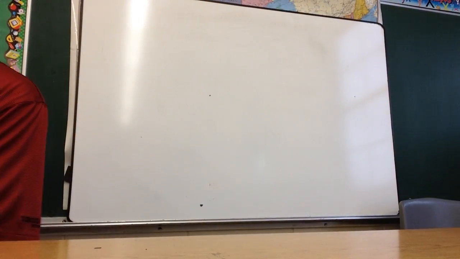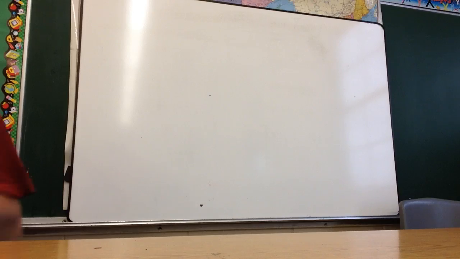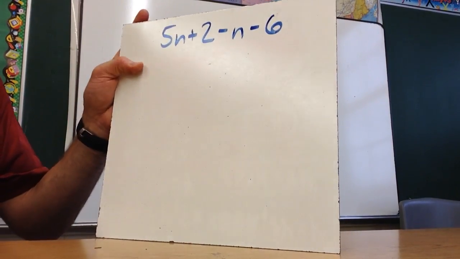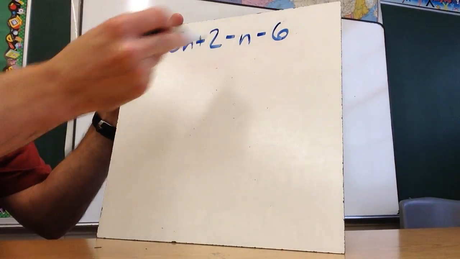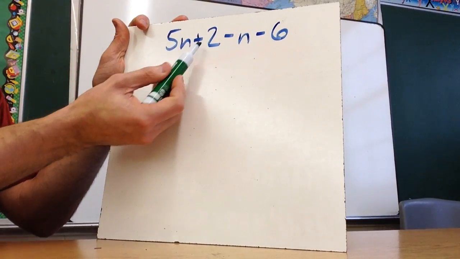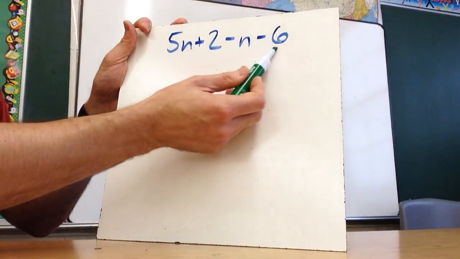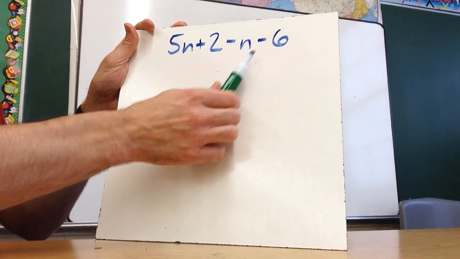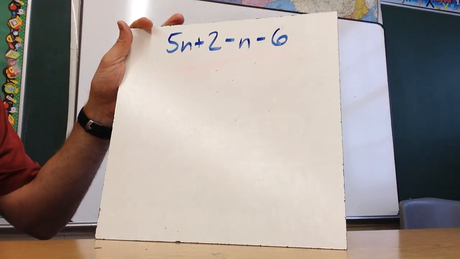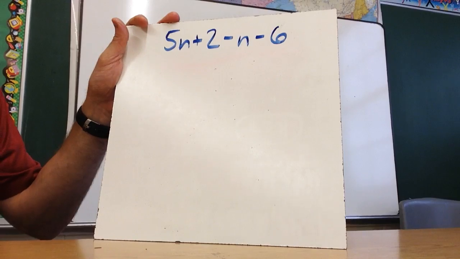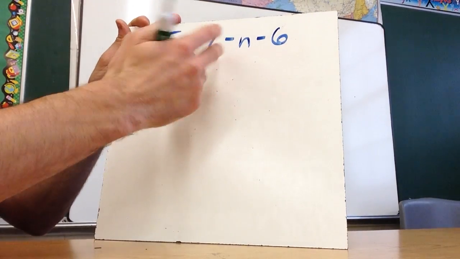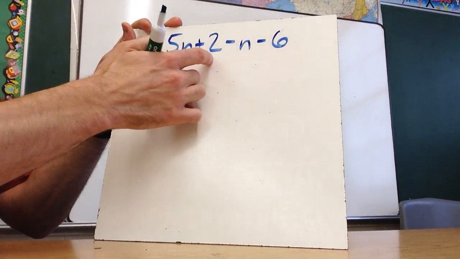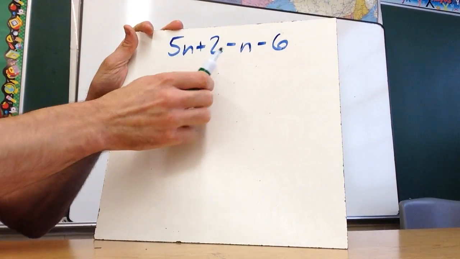Now let's talk about what happens when there is subtraction involved. In this particular problem, I can move terms again, but remember that this is 5n, this is 2, this is negative n, and this is negative 6. As I move things around, I would have to move a negative n or a negative 6. A lot of times people just move numbers and leave the sign there. So for example, if I were to flip these two, which is what I want to do, it doesn't become 5n plus n minus 2 minus 6.